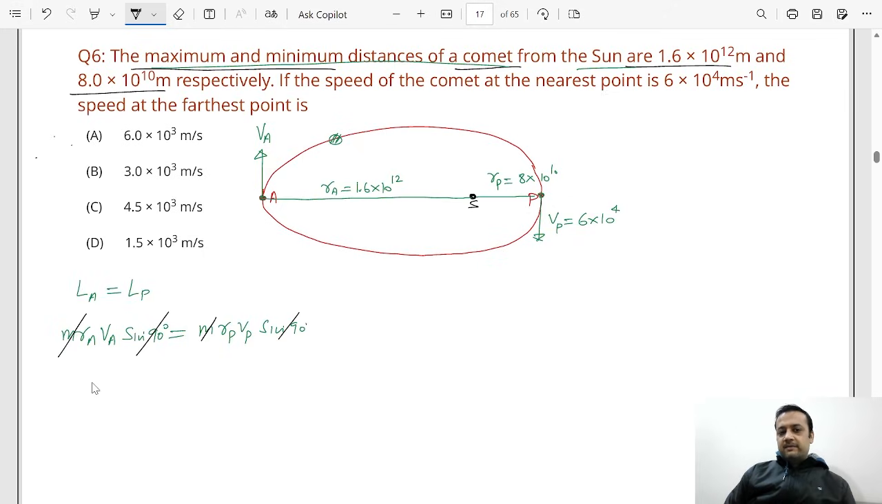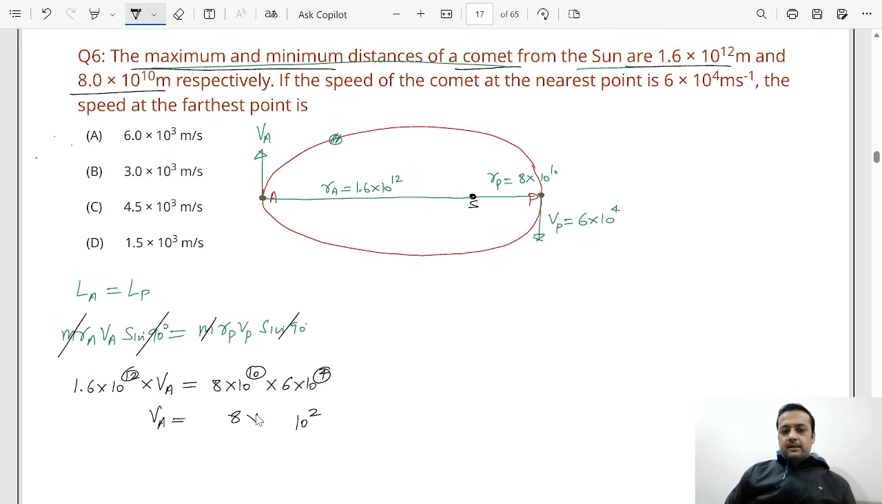So Ra Va will be Rp Vp. Now put the value. Ra is 1.6 into 10 to the power 12, Va we have to calculate. Rp is 8 into 10 to the power 10 and Vp is 6 into 10 to the power 4. So if you check out, basically Va becomes how much? Powers of 10: 10 plus 4, 14 minus 12. So that means the power of 10 will become 10 to the power 2.